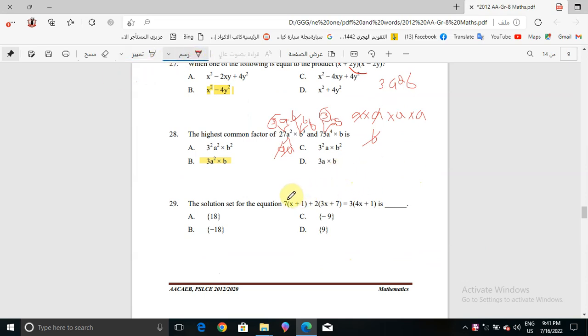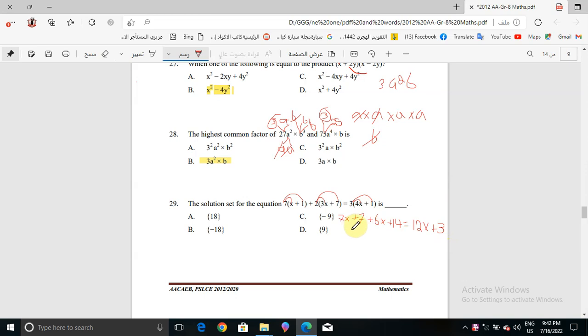What we have here, 7x. Okay, first of all, we'll make 7 times x times positive 1, then 2 times 3x times 7, then 3 times 4 times 1, then we will get 7x plus 7 plus 6x plus 14 is equal to 12x plus 3.